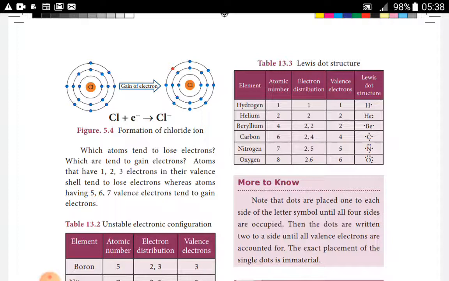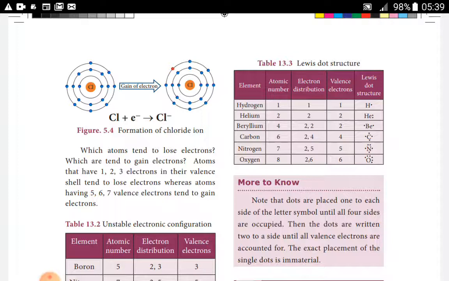Nitrogen, atomic number 7. So 7 electrons are there, 2 electrons in the first shell, because the first shell can have a maximum of only 2 electrons. So K shell has 2 electrons, and the remaining 5 electrons are in the second shell. So 5 electrons are the valence electrons, in the outermost shell of the nitrogen atom. These 5 electrons are placed surrounding the nitrogen symbol N, and 2 dots are placed as a paired electron, the remaining are unpaired electrons.